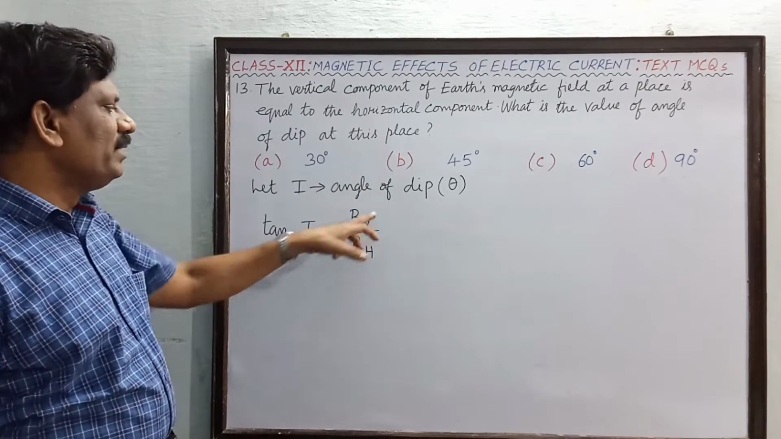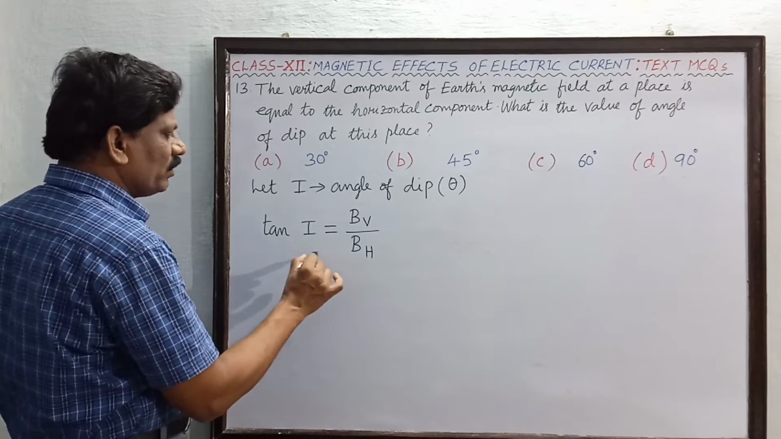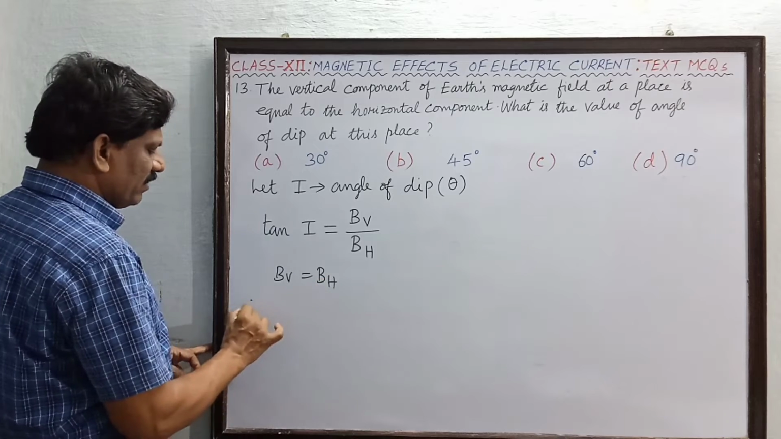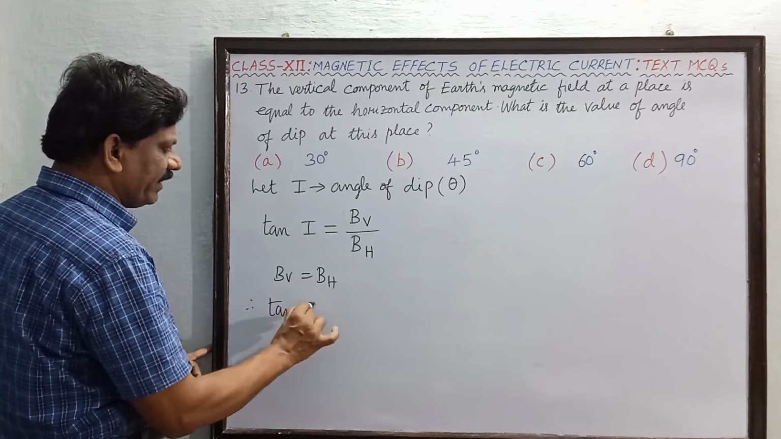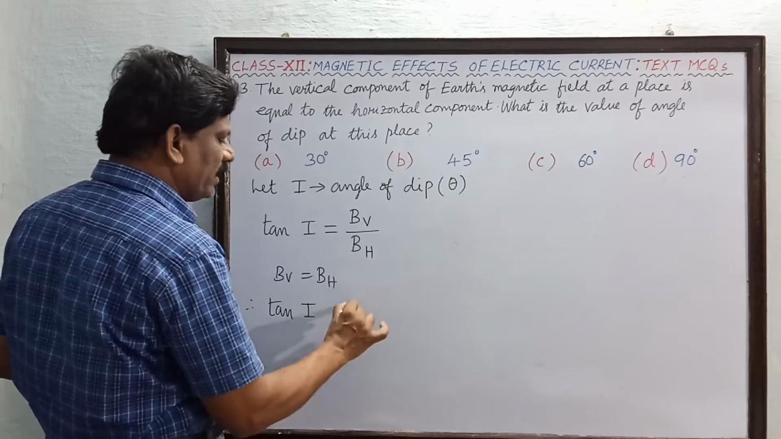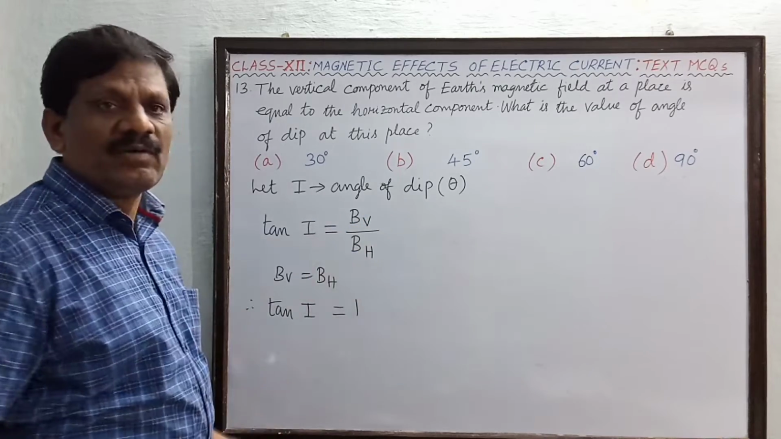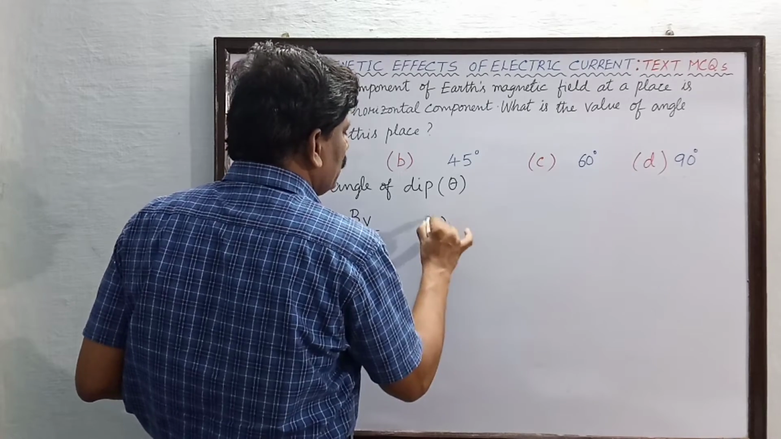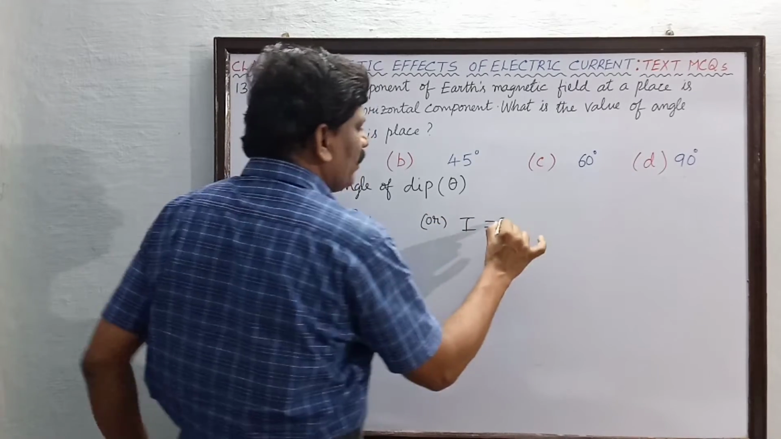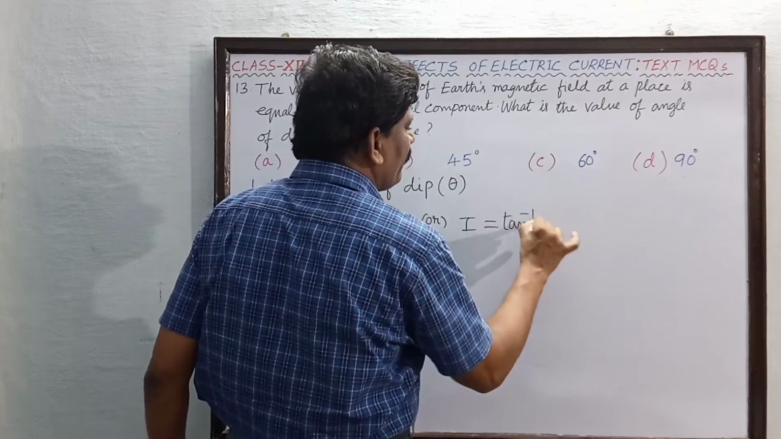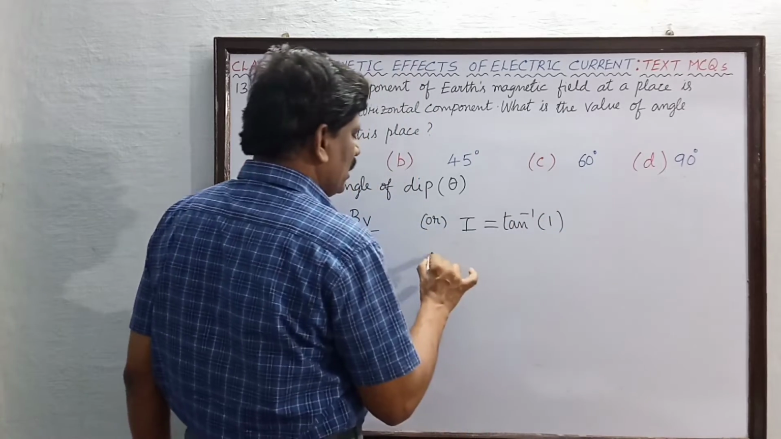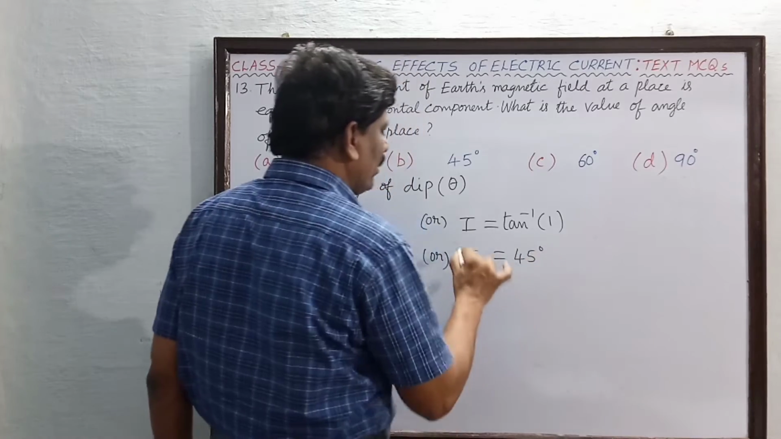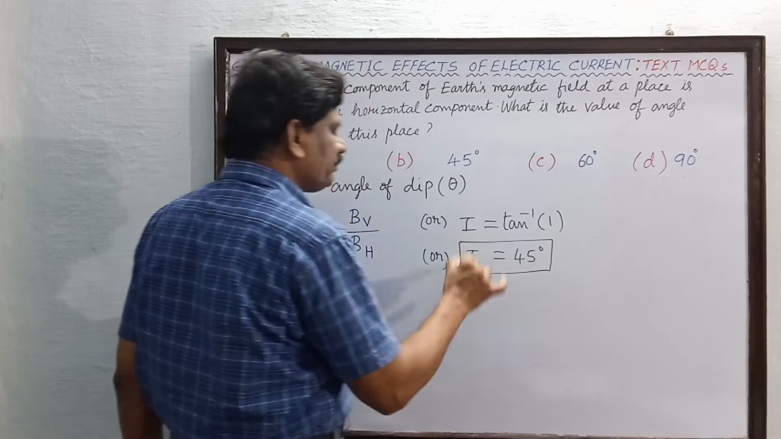So what is given? BV is equal to BH. Therefore, tan of angle of dip is equal to 1, because BV is equal to BH. So tan I is equal to 1, or the angle of dip is equal to tan inverse of 1, or the angle of dip is equal to 45 degree. Tan 45 is equal to 1.